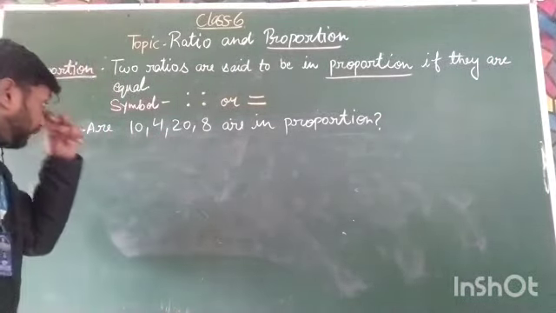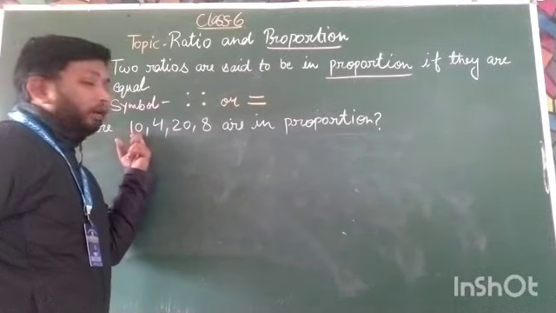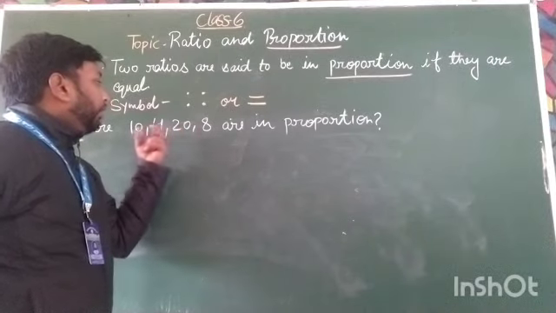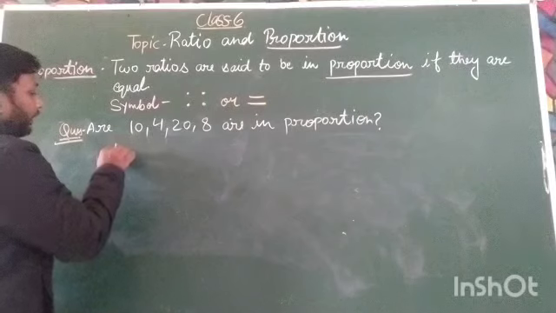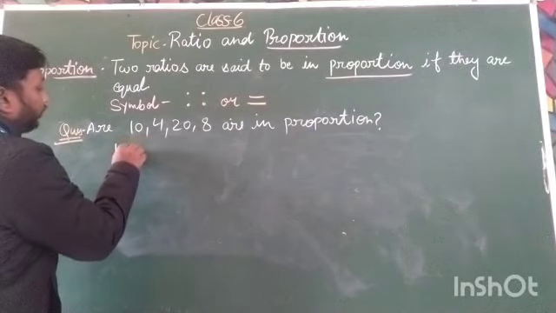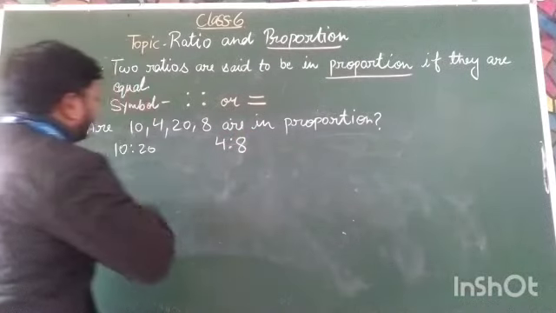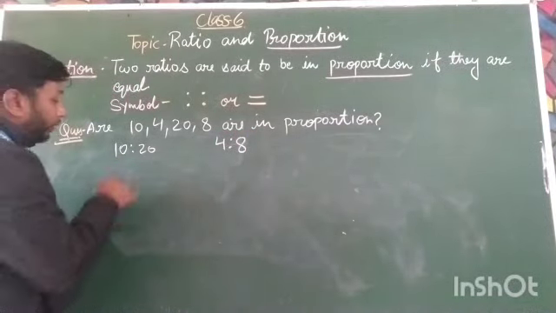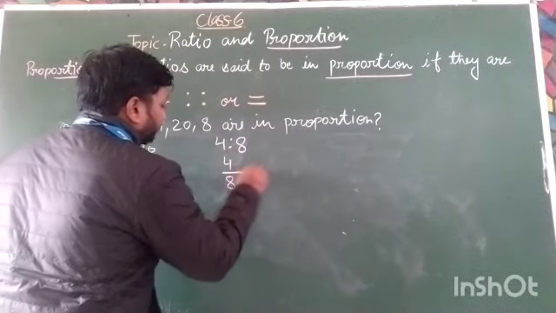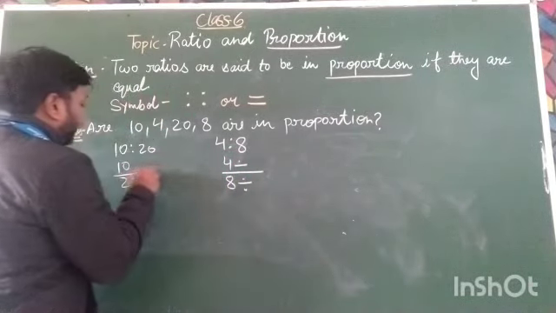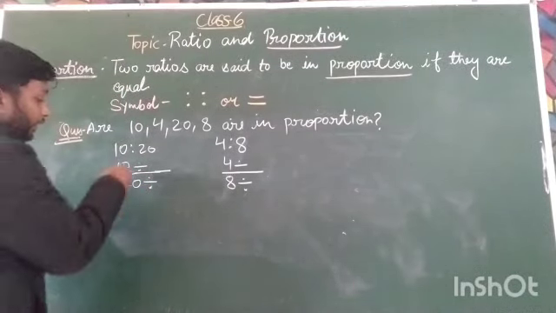If we see here, there is 10 and 20, and 20 is a multiple of 10; and 8 and 4, 8 is a multiple of 4. So we write 10 ratio 20 and 4 ratio 8. Now to write in simplest form, we write 10 upon 20 and 4 upon 8. While writing the simplest form, we divide the numerator and denominator by the HCF.